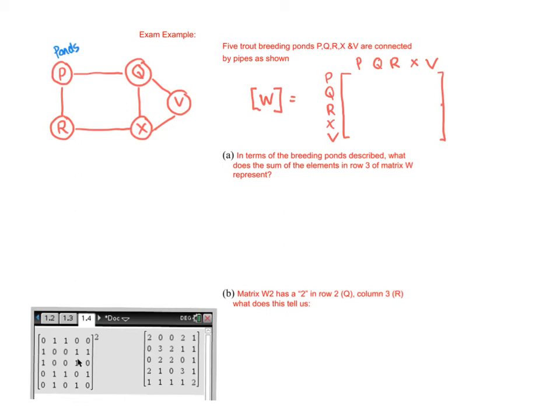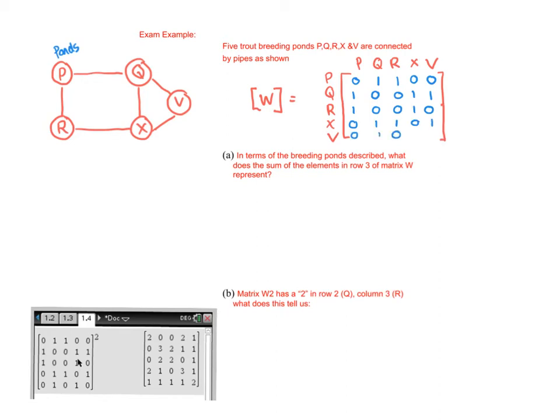It's like a communication matrix. So if we look here, P to P is 0, P to Q is 1, and P to R is 1, and P to X I can't directly in one move get there, and P to V I can't as well. Okay, so if we go from Q to P, it is linked, and Q to Q is 0, and Q to R is 0, Q to X is 1, and Q to V is 1. So we could keep doing this, and we would set up our communication matrix, and it would look like this.